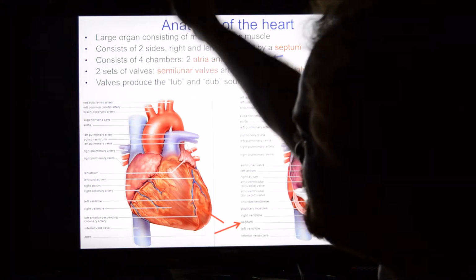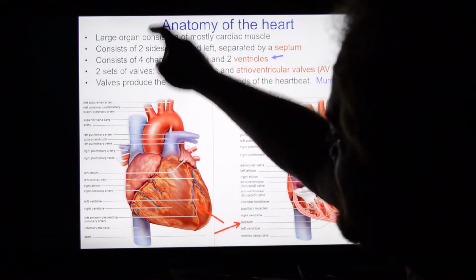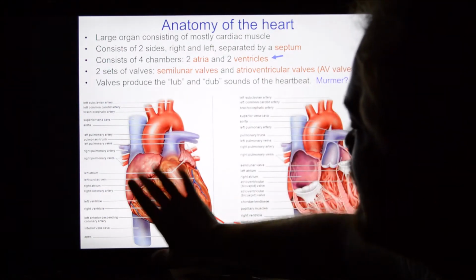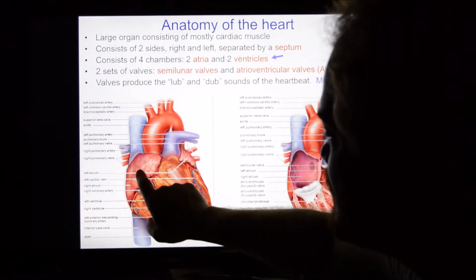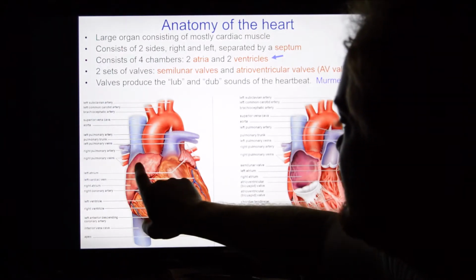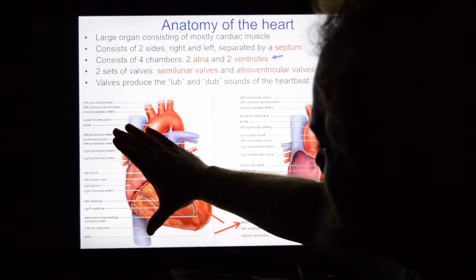This drains the top of the body. This drains the bottom of the body. These are veins. The superior vena cava comes in from the top. The inferior vena cava comes up from the bottom. And they come in and dump blood into the atrium here. This atrium is going to be the right atrium. So blood fills the right atrium like a balloon.